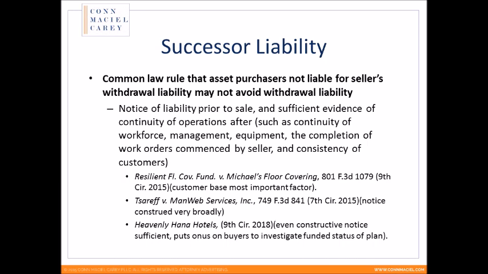The factors that they look at are: did the purchaser have notice of the liability prior to the sale, and is there sufficient evidence of the continuity of operations after the sale, such as continuity of workforce, management, equipment, completion of work orders, consistency of customers, etc. And I cite a couple cases down there. One of them is pretty recent from the Ninth Circuit just last year.